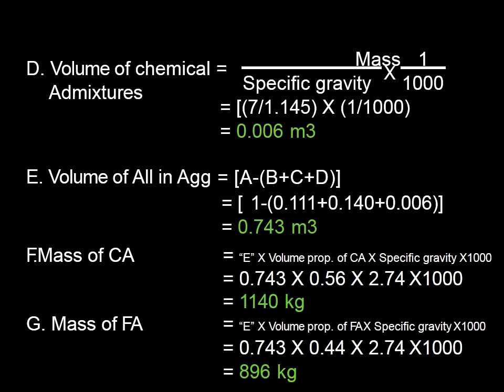Mass of coarse aggregate is equal to E into volume of coarse aggregate into specific gravity into 1000. In our calculation, it is 1140 kg. Mass of fine aggregate is the volume of all aggregates, which has been mentioned as E, into the volume proportion of fine aggregate into specific gravity into 1000. In this case, it works out to around 896 kg.